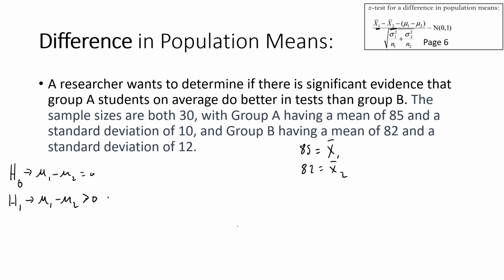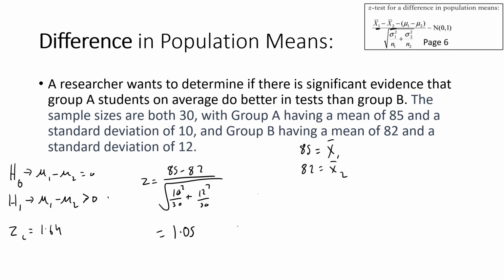Our z value, since we aren't given a z value, we always go for 95% confidence or 5% significance, which is 1.64. Then we find a z value, which is x1 minus x2, so 85 minus 82, over the square root of 10 squared over 30, plus 12 squared over 30, which gives us 1.05.